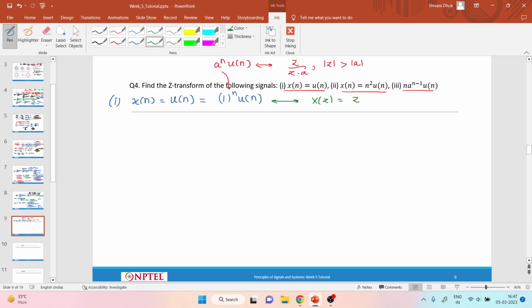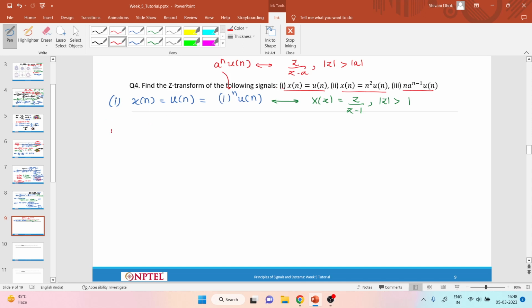Here my a is equal to 1, so the z transform is x of z equal to z upon z minus 1, and the region of convergence is magnitude of z greater than magnitude of 1, that is 1. So this is the z transform of the unit step function. You will get the exact same answer if we go by the definition, which was done in the lectures.